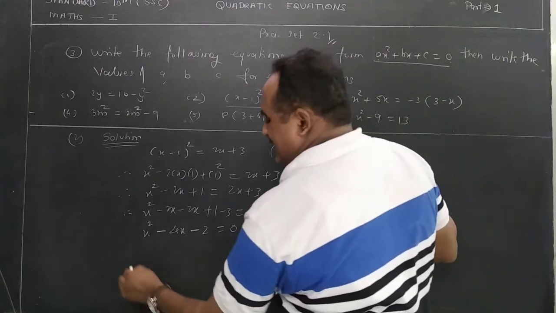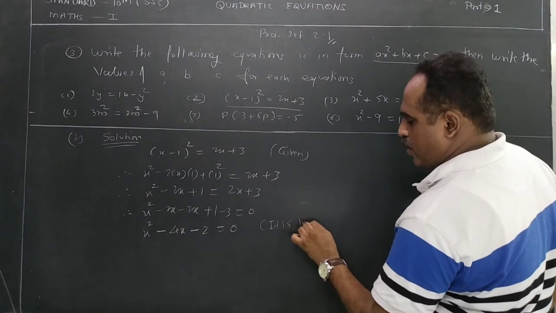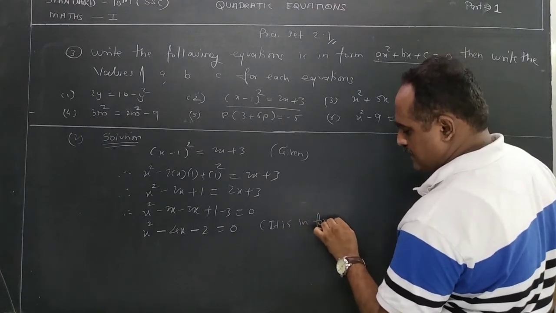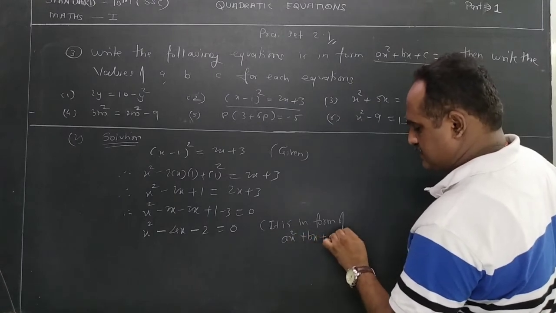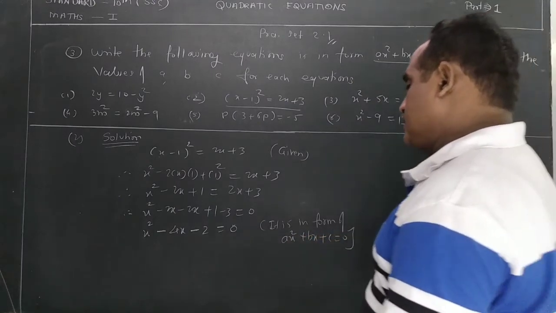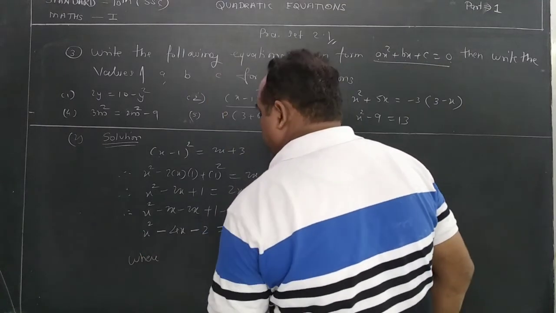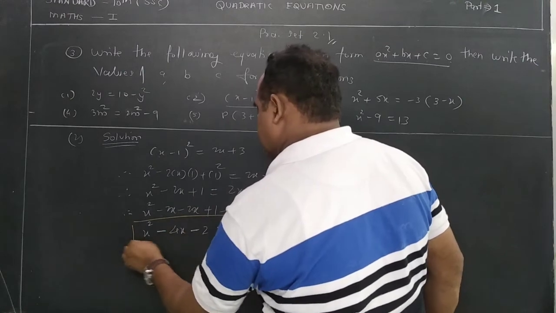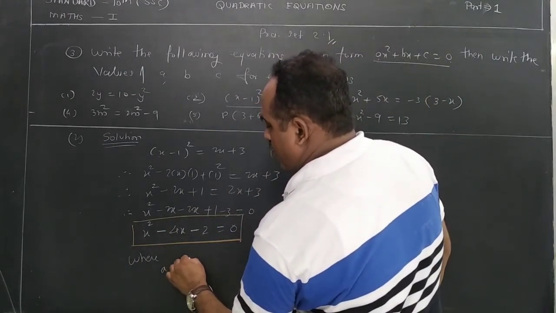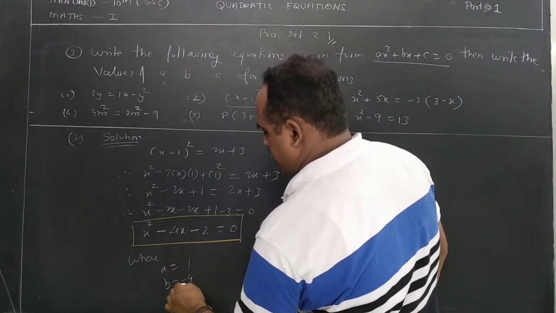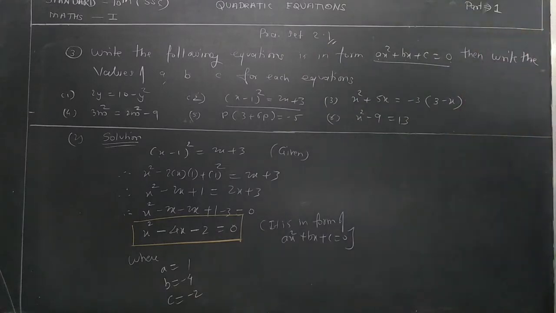So once you got that, it is in the form of ax square plus bx plus c is equal to 0. You are going to put this in the box, so the examiner will come to know this answer. And the value of a is equal to how much? 1. Value of b is how much? Minus 4. And value of c is minus 2. This is the final answer for this question.